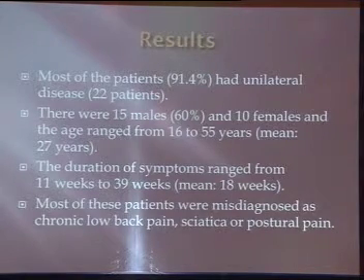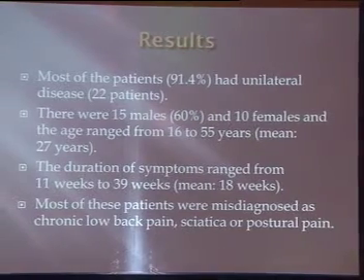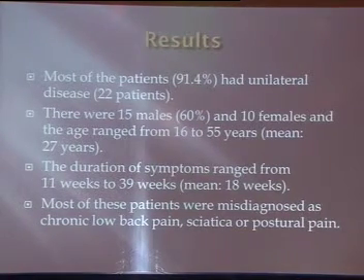Most of the patients, out of 25 patients, 91% had unilateral involvement of the SI joint. There were 15 male patients and 10 female patients with a mean age of 27 years. The duration of symptoms ranged from 11 weeks to 39 weeks, with a mean of 18 weeks.